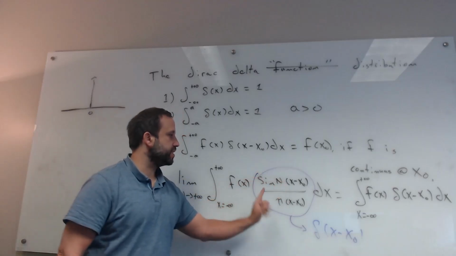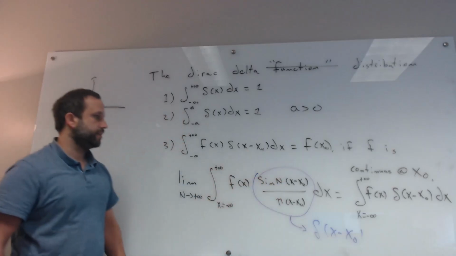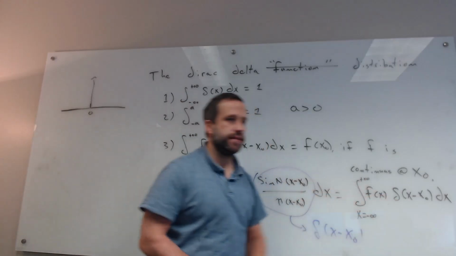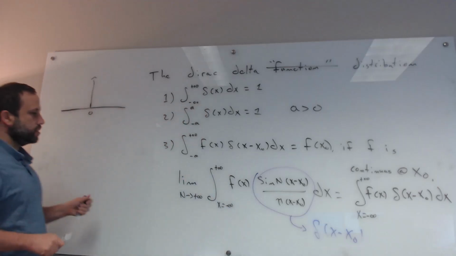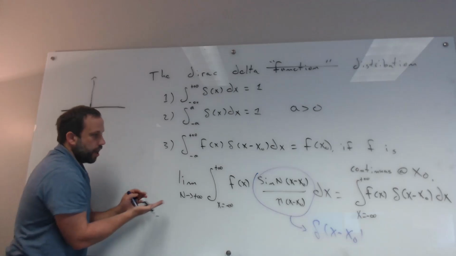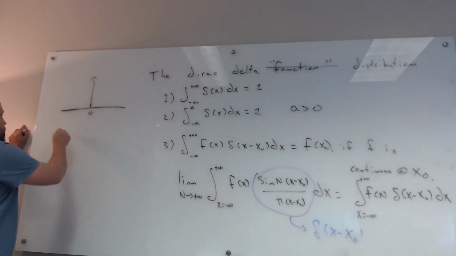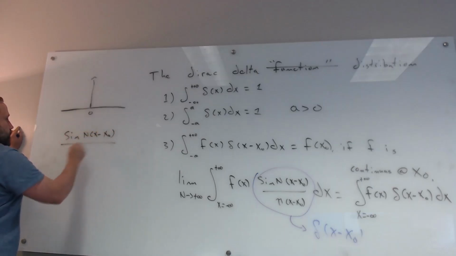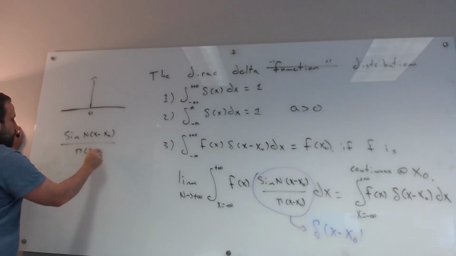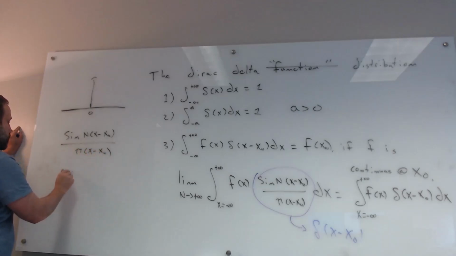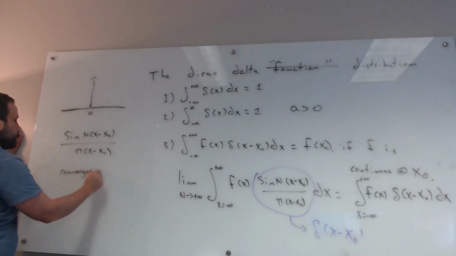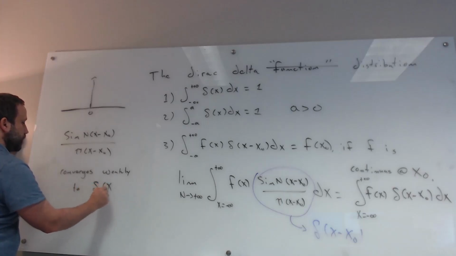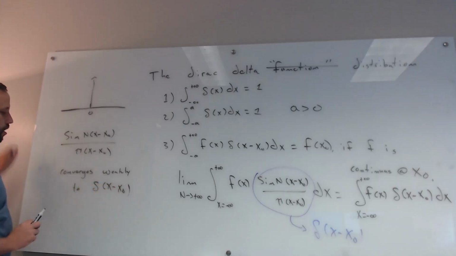But this limit does exist as n goes to infinity as an integral. And so what we say is that these sine functions converge weakly to the delta function. Since this limit exists, another way to express it is to say that sine of n of x minus x naught over pi of x minus x naught converges weakly to the function delta, not the function, but the distribution delta of x minus x naught.